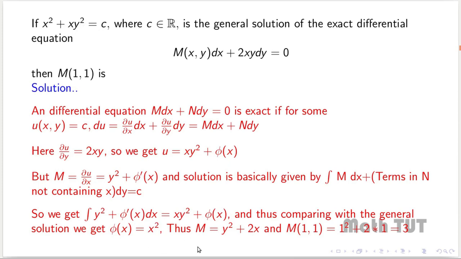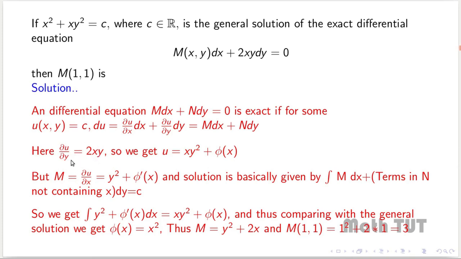Thus we get that m is equal to y square plus phi dash of x. Since phi of x is x square, phi dash of x is 2x, so we get m is equal to y square plus 2x, and at (1, 1) we get the value as 1 square plus 2 times 1, that is equal to 3. So here, if you have a doubt, you can see why we took this phi of x here: it is because dou u by dou y is 2xy, for a function of x and y.